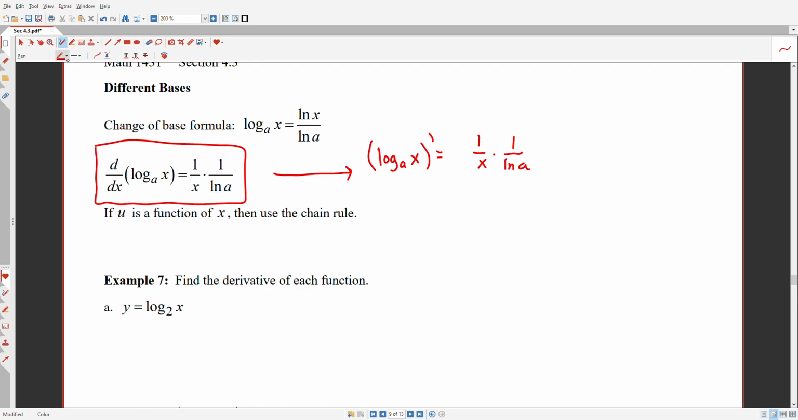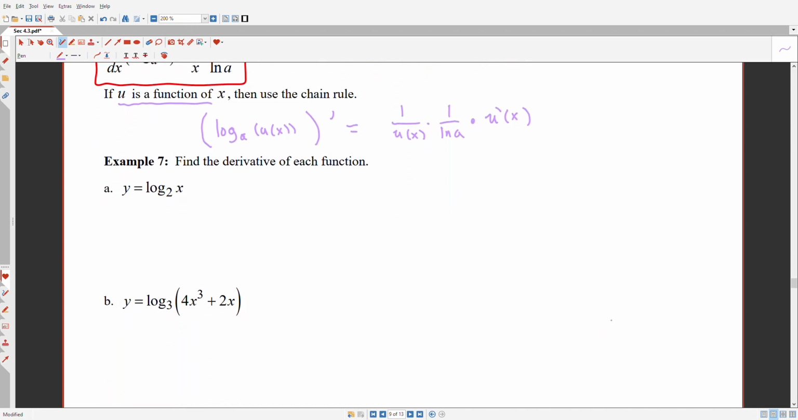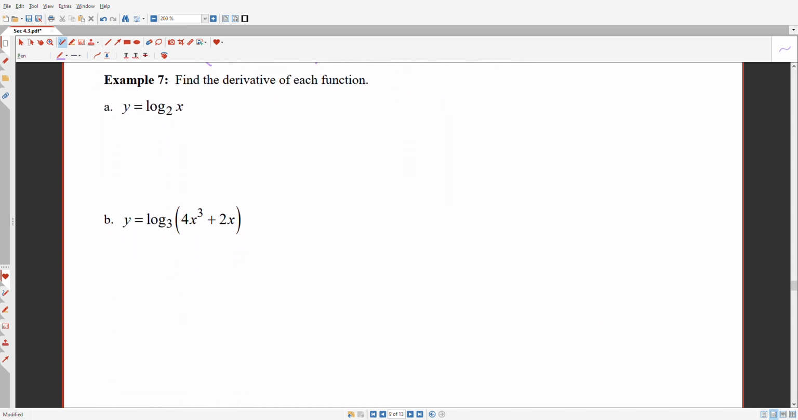And then similarly, if we have a function involved, so this would be like the log base a of u of x, some function, then the derivative, we're just going to follow the rule in red, but we're going to use the chain rule. So that would be 1 over u of x times 1 over natural log of a times the derivative of u of x.